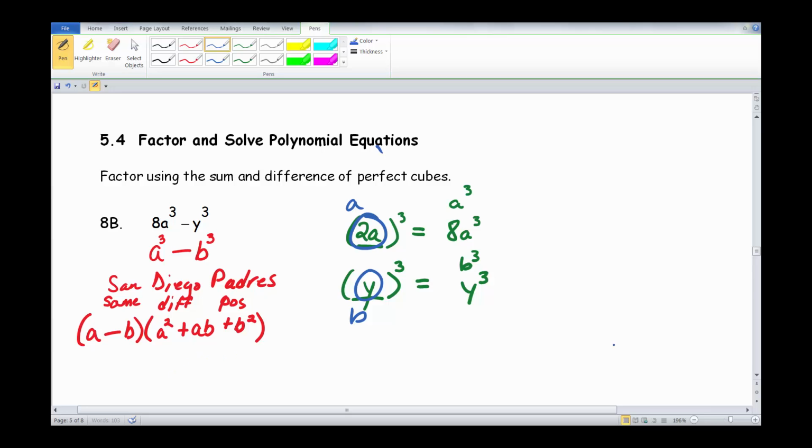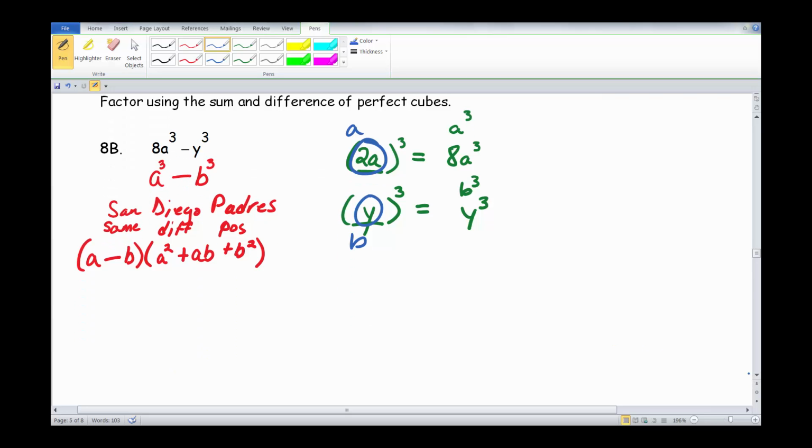And so pretty much right now all we have to do is throw them into our nice little formula here. So we have a minus b, so 2a minus our b variable y times our a being squared. I want to emphasize that it is the entire a that we have defined it being squared, plus our a times our b. So that's just 2a times our b, y, plus our b being squared, so y squared.